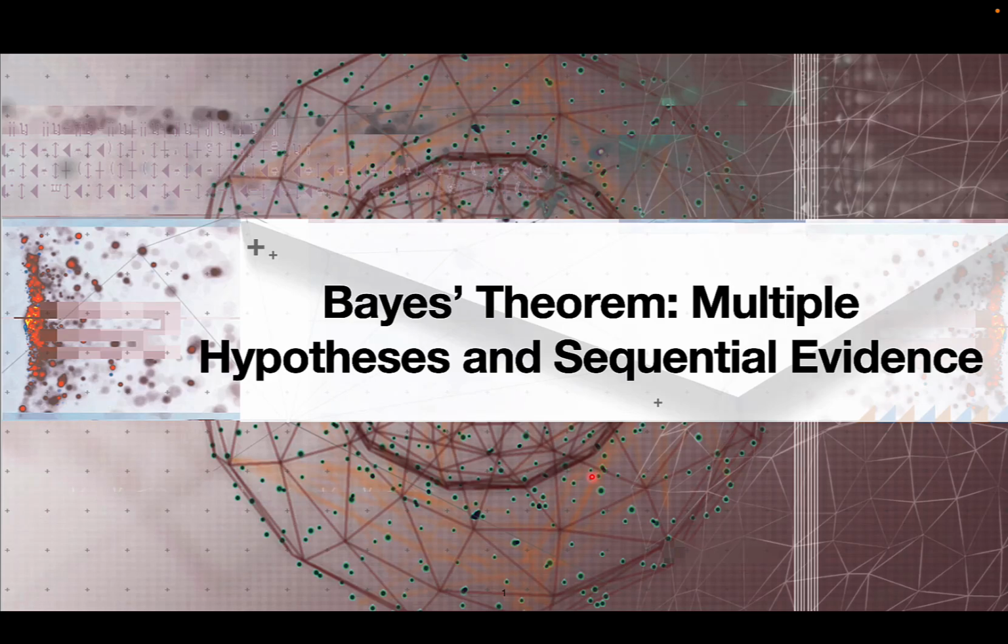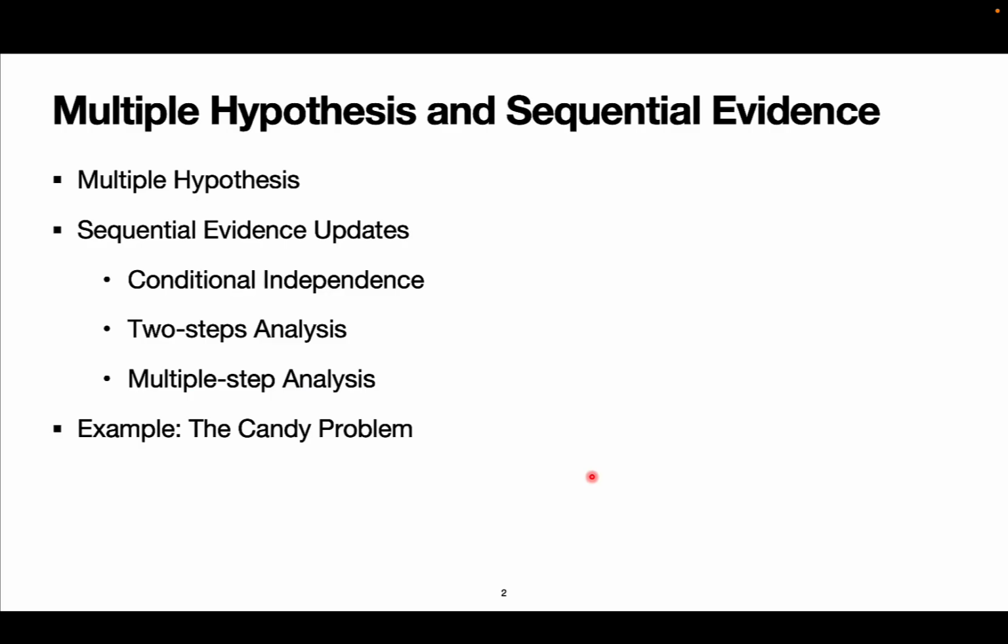In this lesson, we continue to discuss Bayes' theorem with focus on multiple hypotheses and sequential evidence. We will start with defining multiple hypotheses and sequential evidence updates. Then we will move to analyzing a couple of cases and discuss the candy problem.